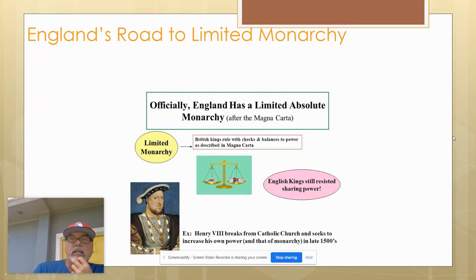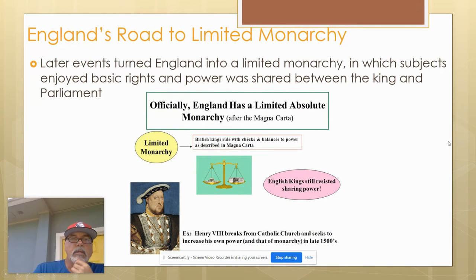So England's road to limited monarchy. What happens in England is one king after another kind of gives up some of his authority, and you have what we have today, where the king and queen have no authority at all. So later events turned England into a limited monarchy in which subjects enjoyed basic rights and power, which was shared between the king and the parliament. So officially, back then, England had a limited absolute monarchy.